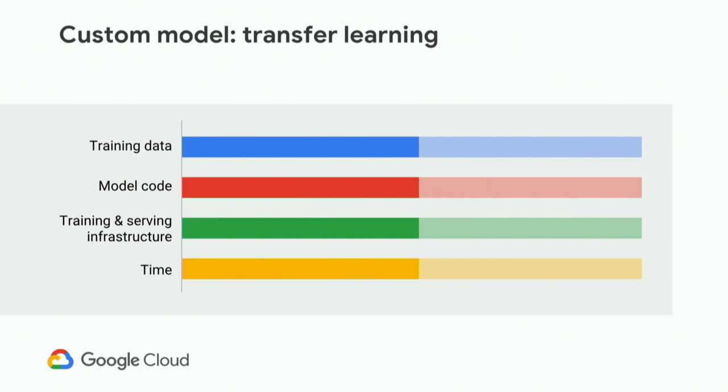I'm going to talk about two approaches to building a custom model. The first is transfer learning, which lets you take advantage of a model that's already been trained to do a similar task to what you'd like to do. So let's say you want to identify where certain objects are in an image. There's lots of models that have been trained to do this, so you can utilize the weights of these trained models and then just modify the last couple layers based on your own training data. So with this, you will need some of your own training data because the predictions are going to be specific to your data set. You will need to write some of the model code, and you may need to think about provisioning training or serving infrastructure, or you may choose to use a managed service for this. And this will obviously take a little bit more time than the pre-trained APIs.